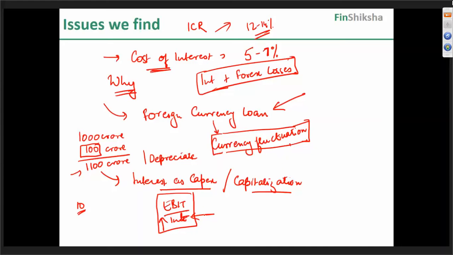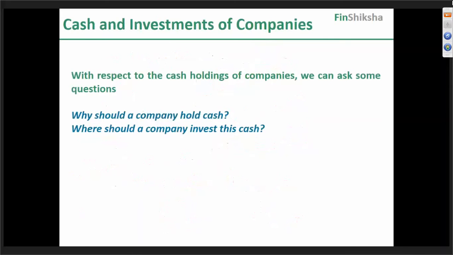Here you can get it from the notes to accounts as to what the actual interest number is, or take interest from the cash flow. So take interest from the cash flow statement. That will be a nearer adjustment to your overall interest cost.